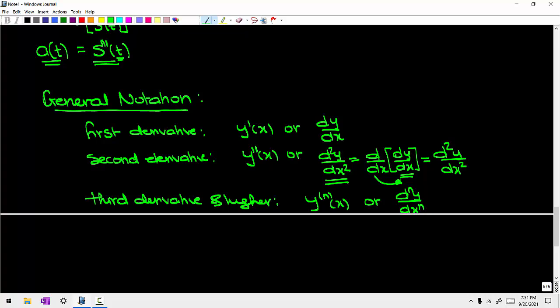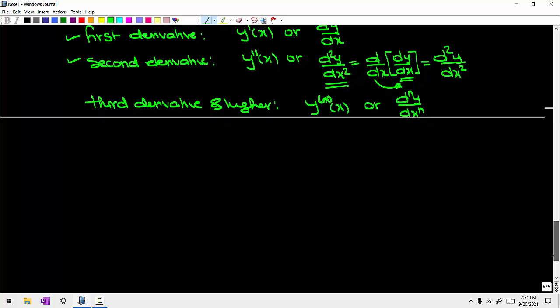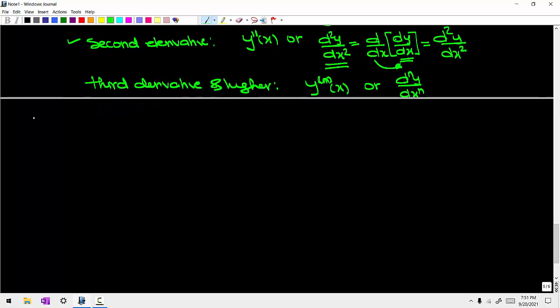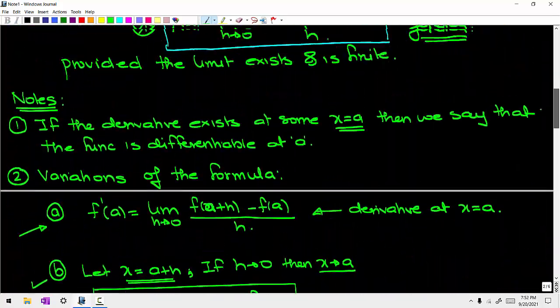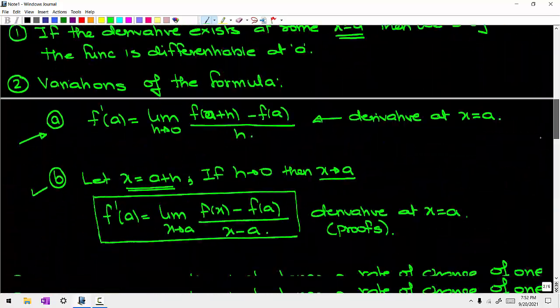Okay, for higher derivatives. For the first two derivatives, we use the prime notation, but anything above that, we use these parentheses with an n. That's not an exponent, that just tells you you're taking the nth derivative. All right. So now that we know what a derivative is, it's an instantaneous rate of change of one variable with respect to another. Let's go ahead and take a look at some examples of derivatives.